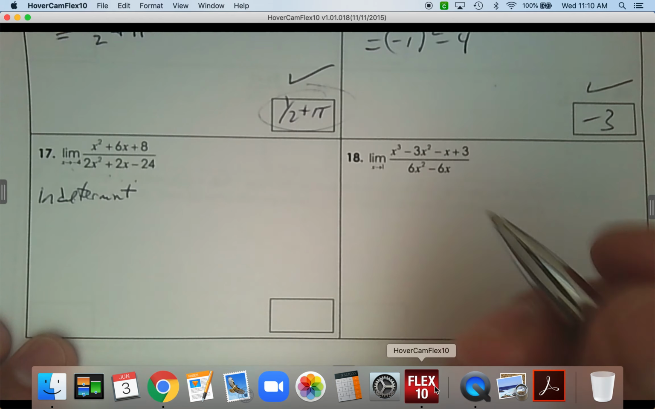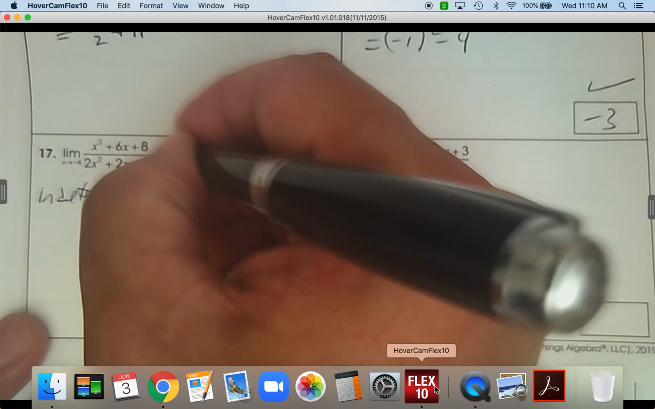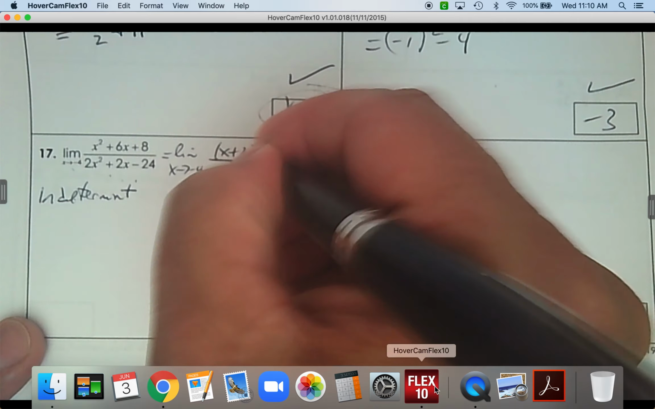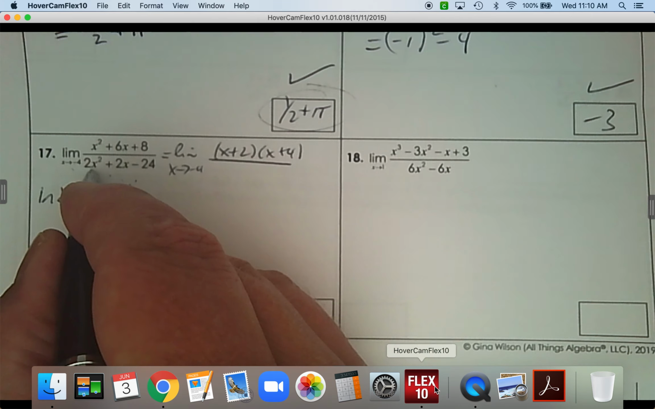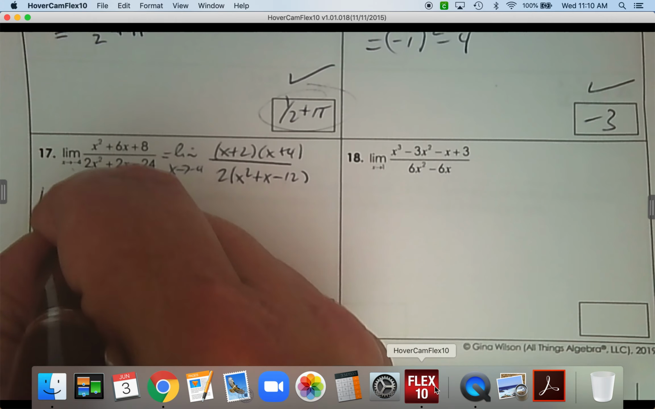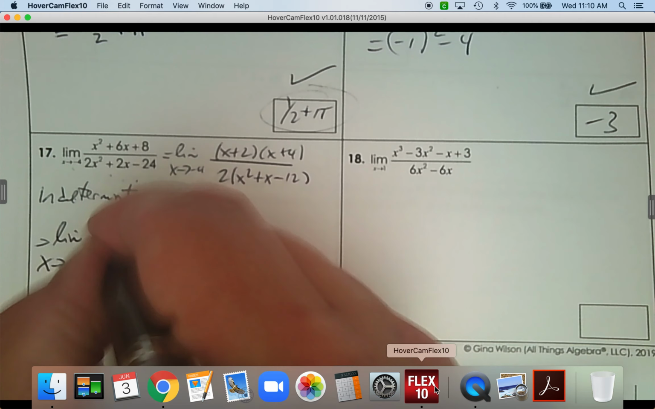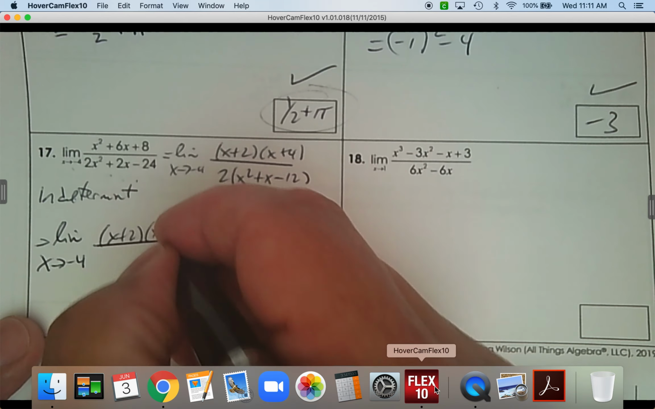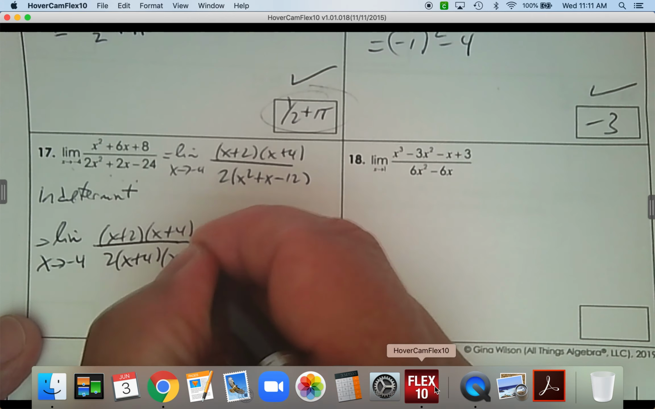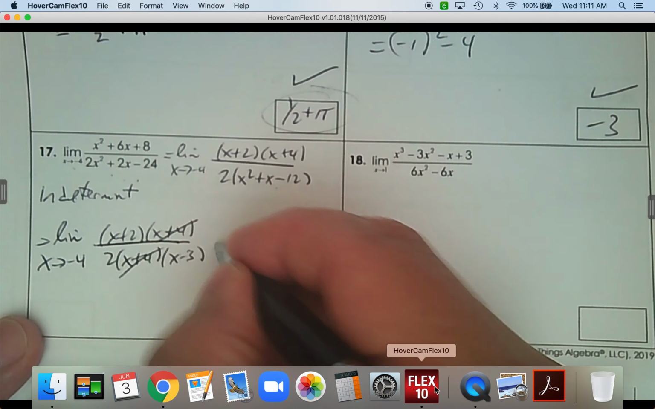Because it's indeterminate, we're either going to factor or we're going to use the conjugate. We have polynomials, so we are going to factor the top and the bottom. To factor the top, that's plus 2 and plus 4. To factor the denominator, you first factor out a 2. Then after you factor, notice I'm still using limit notation until I do the last substitution. So we have x plus 2, x plus 4. The denominator, we have x plus 4 and x subtract 3 when you factor out that trinomial. Notice the whole x plus 4 divides out. Now you can substitute in.